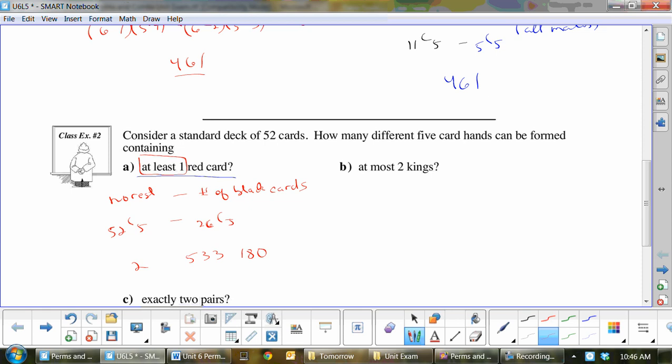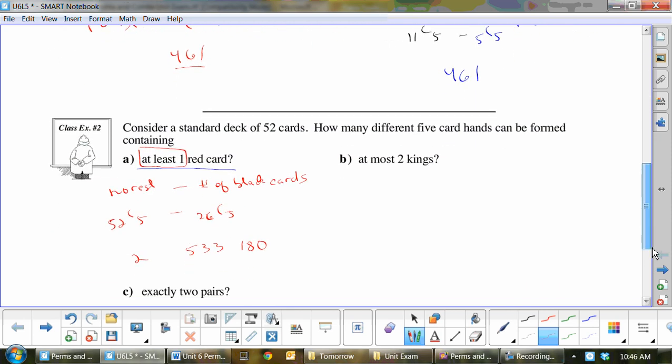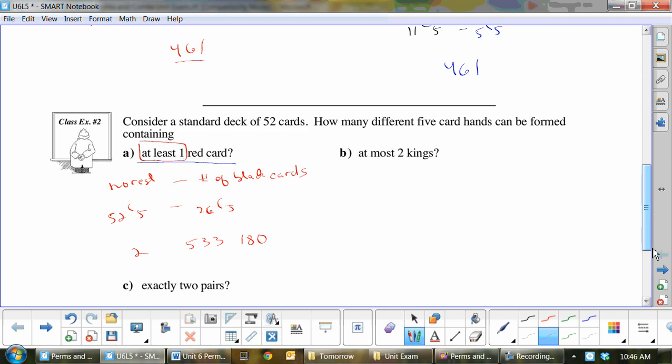Okay, so can I come back up to here? I didn't write this down, but whenever you see at least, you want to add them up. Now, I didn't do that for A, but I could have. I could have done 1 red card, 4 black, 2 red card, 3 black, 3, 2, 4, 1, 5, 0. I could have done all that. And I would be honest with you, if it was me, I would do it that way on a big test. If I came back, I would do the complement. Now, it's different, obviously, if the multiple choice is, how could this be written? And the only one they have is 52C5 minus 26C5. So, of course, I'm going to pick that one. They didn't have the 1 plus, right? So I do have to know that these are the same thing.